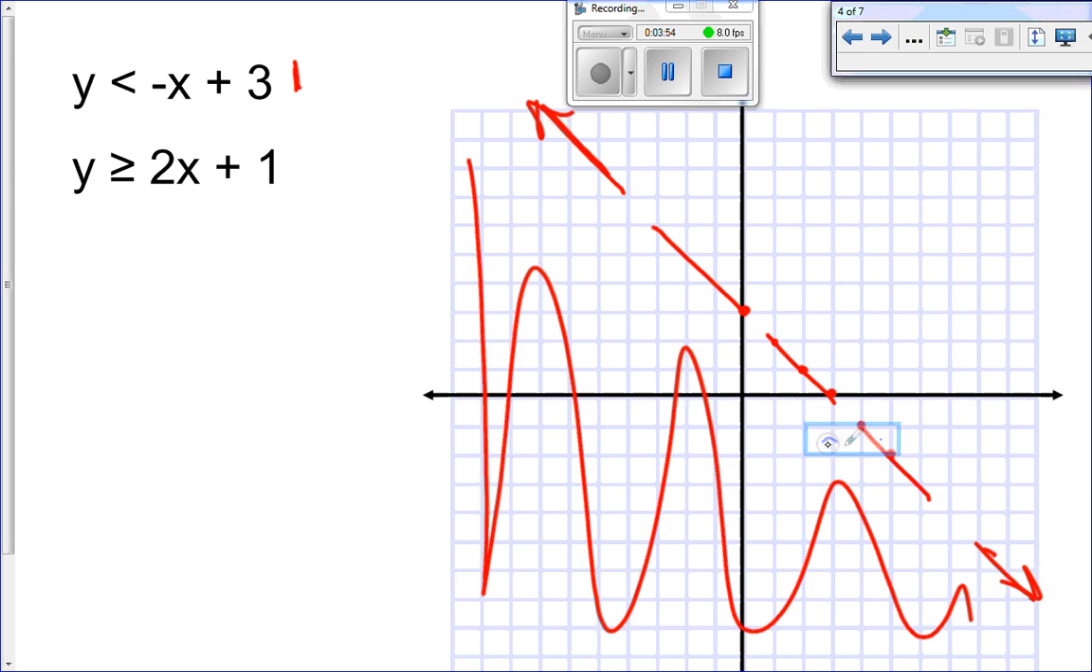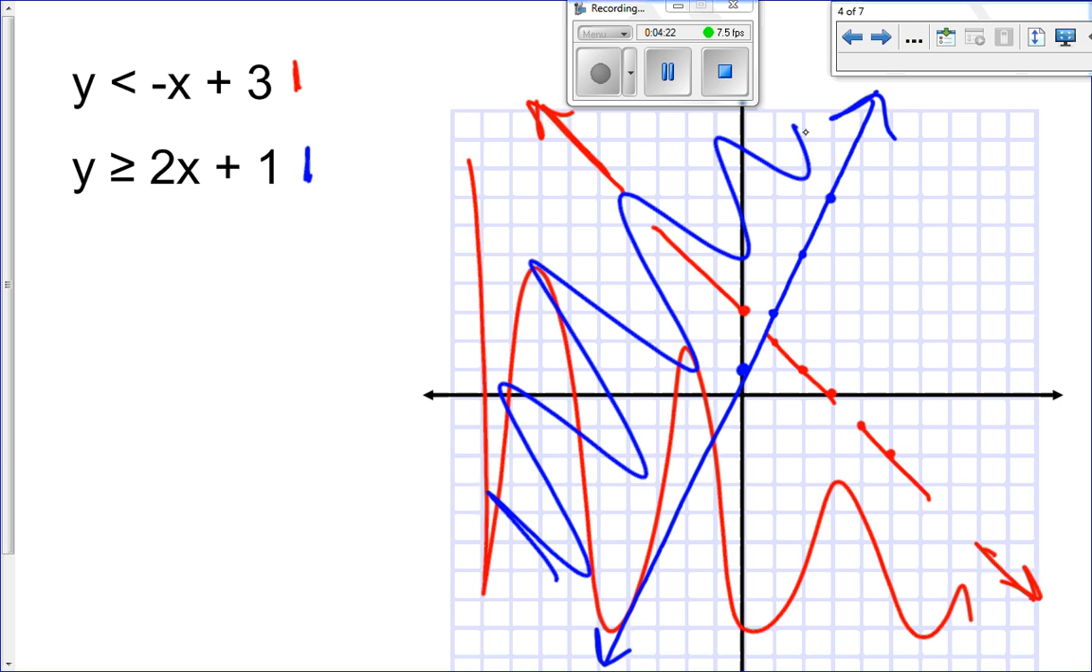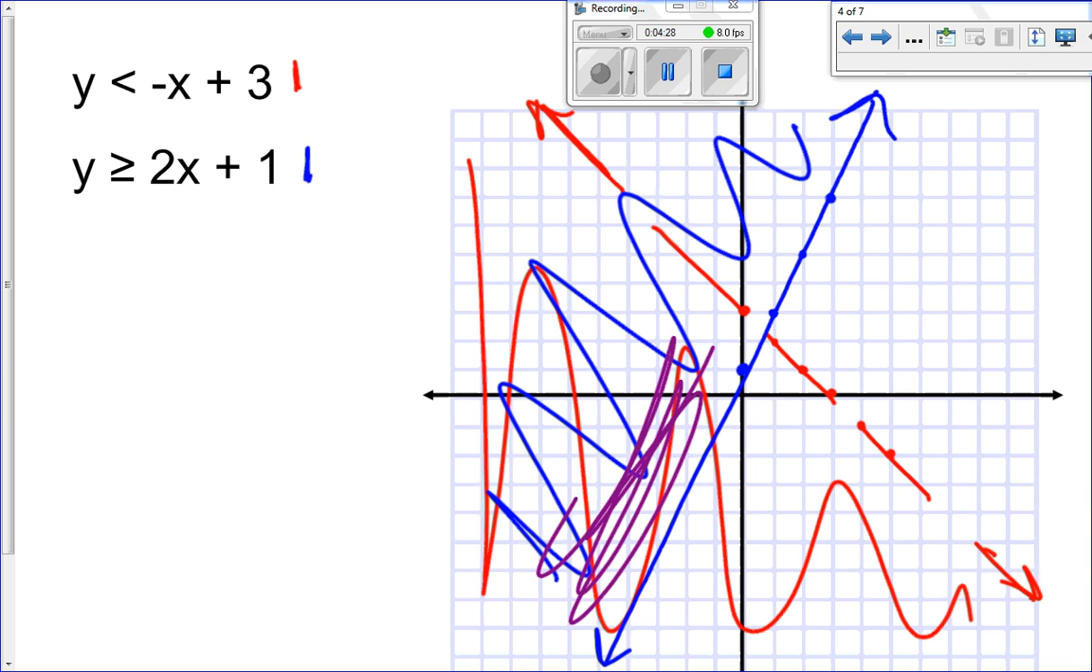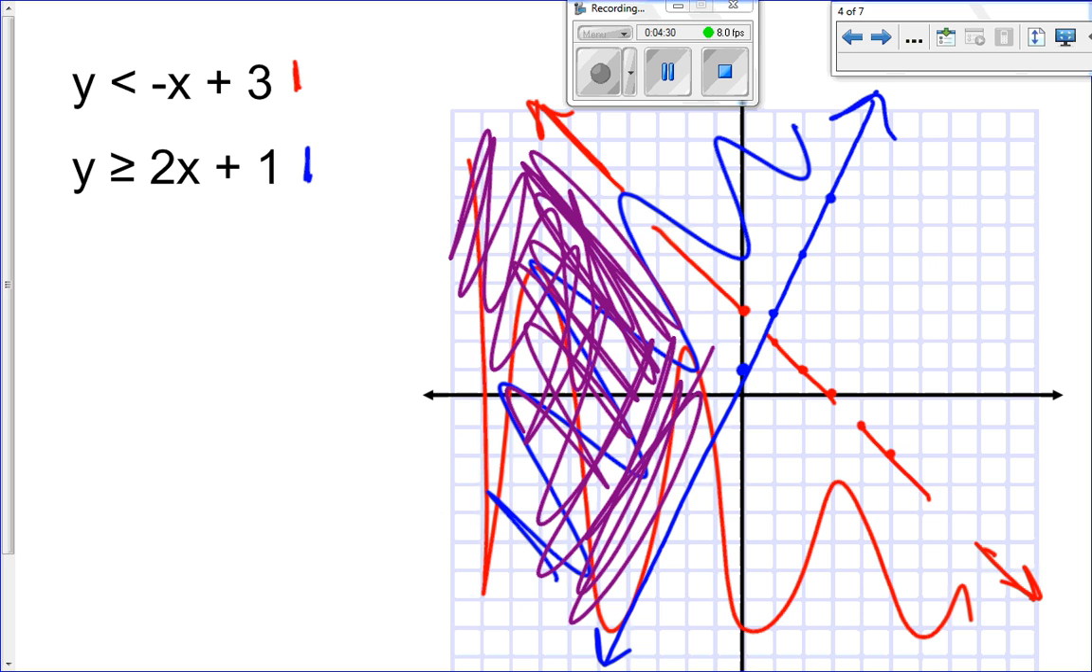Now in blue, I'm going to do the other equation. y is greater than or equal to 2x plus 1. So here's 1, and the slope is 2, so I rise 2, run 1. If it's greater than or equal to, it's a solid line. And it's everything above the line, because it's greater than or equal to. And so in purple, where they overlap is our solution. That's our solution right here.